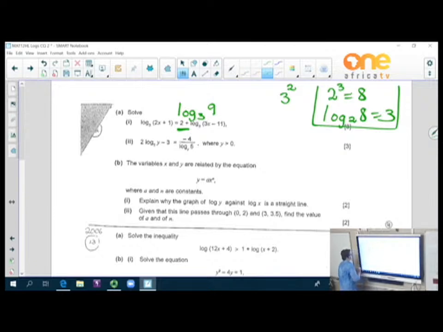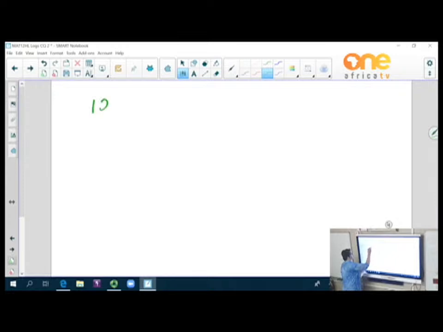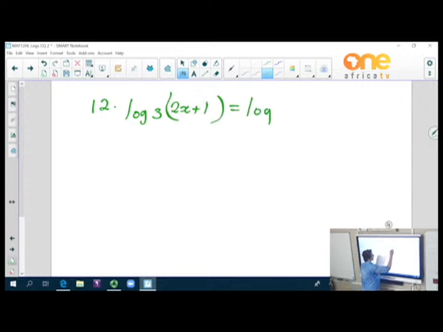Right, I'm going to insert a page there for number 12 so that we can see better what we're doing. So we have now log base 3 of (2x plus 1) is equal to, and we have now here log base 3 of 9, and this is 3x minus 11. Okay?